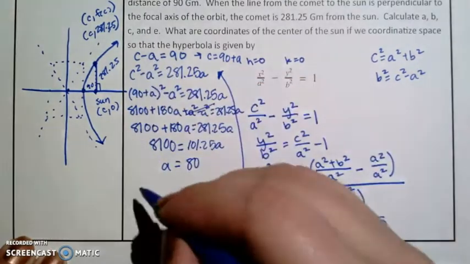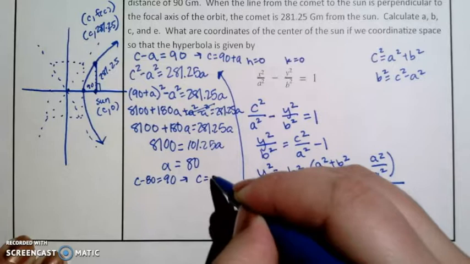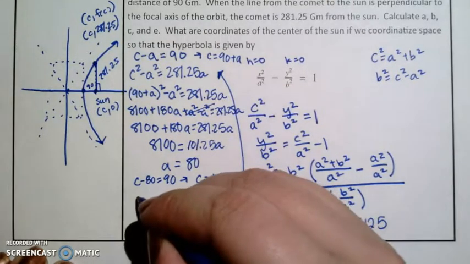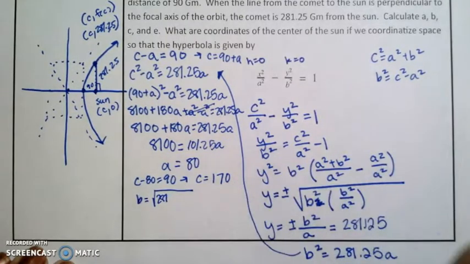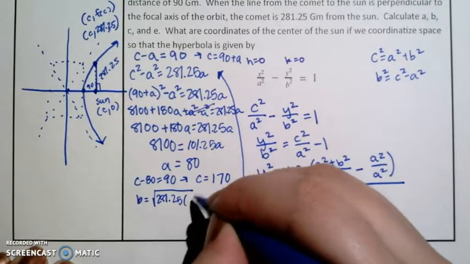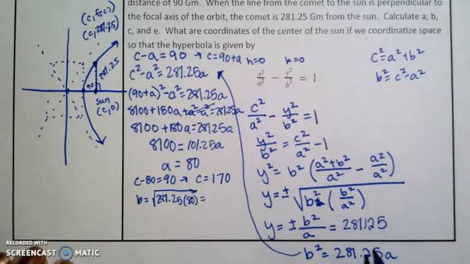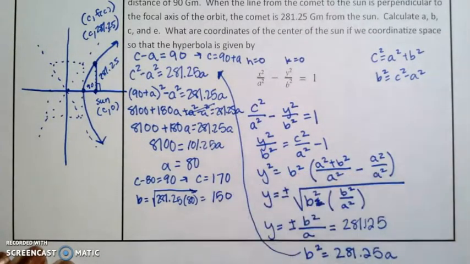Substituting that in, c minus 80 is 90, so c is 170. And lastly, substituting for b, and you can substitute here or down here, either way. So b equals the square root of 281.25 times 80, which gives us a b value of 150.